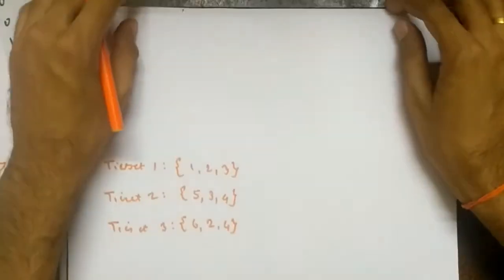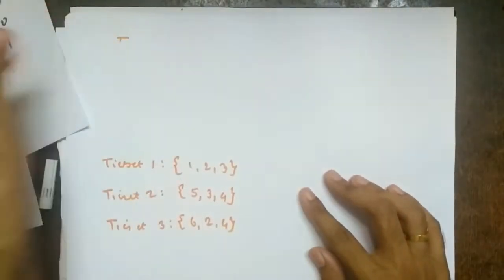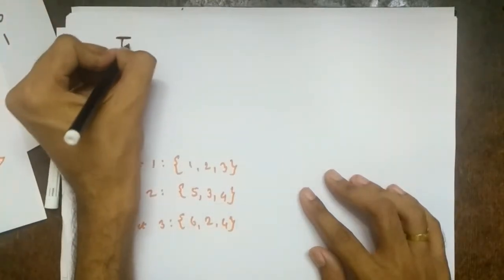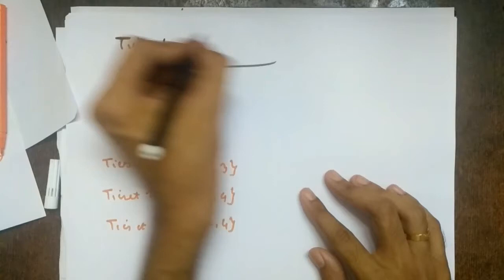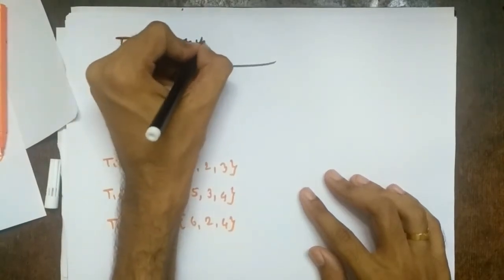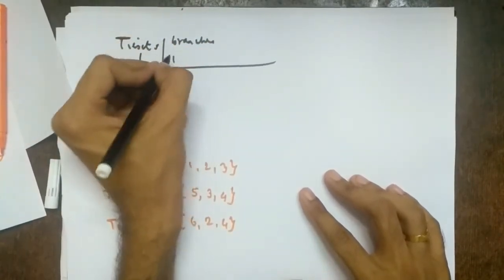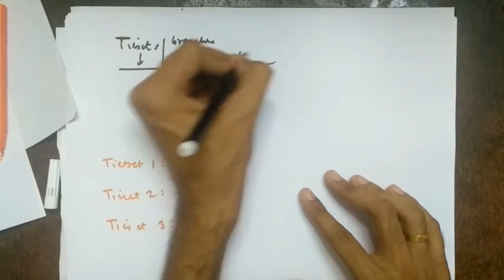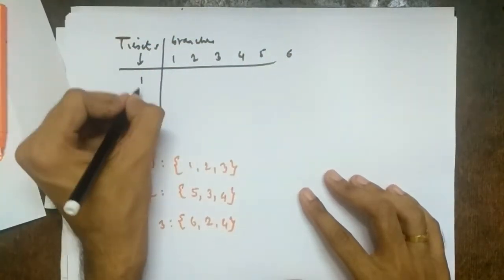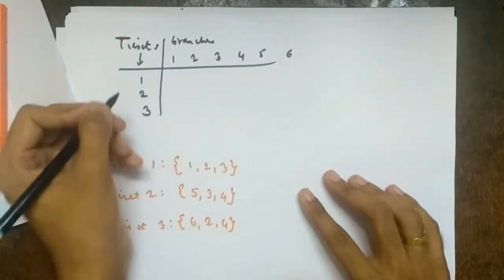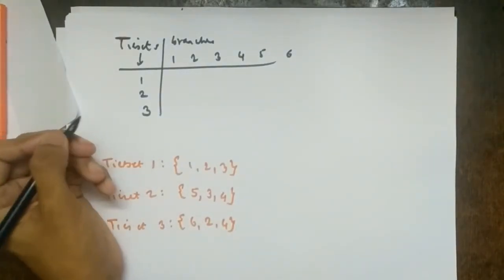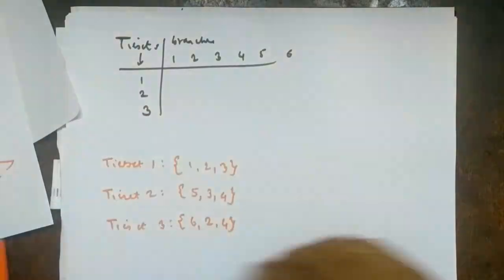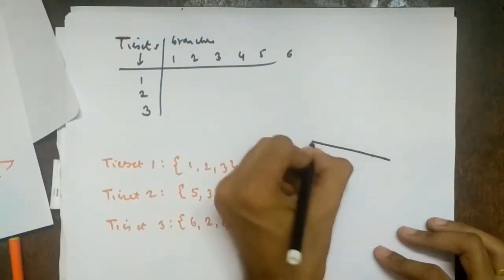So then how to write the matrix? Again, we write tie sets will give number of rows and branches will give number of columns. So there are 6 branches, right? And how many tie sets are there? 3, right? So let's see for the first tie set. I'll draw it here.